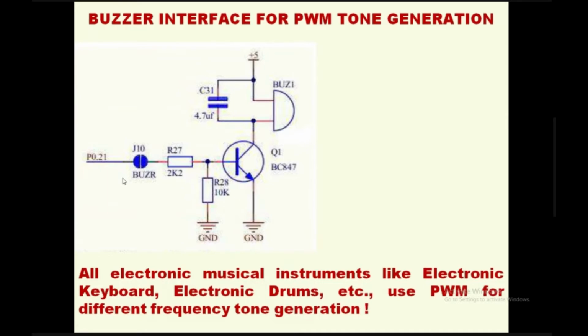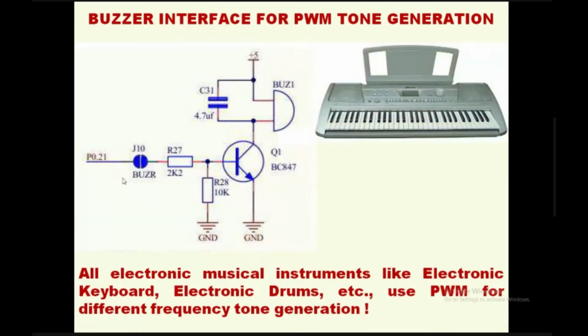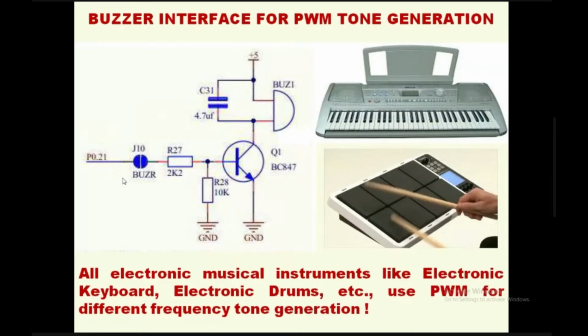Okay. So all electronic musical instruments like electronic keyboard, electronic drums, etc. use pulse width modulation for different frequency, different tone and different volume generation. Right now, drums are something like this only, right? So when you hit the stick, automatically it will produce some sound. So these sounds with different frequencies are only because of pulse width modulation that you need to understand. So in our case, we are experimenting with a buzzer.